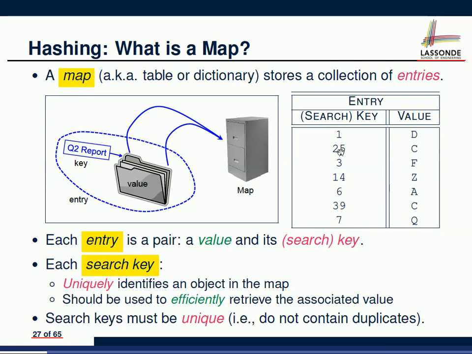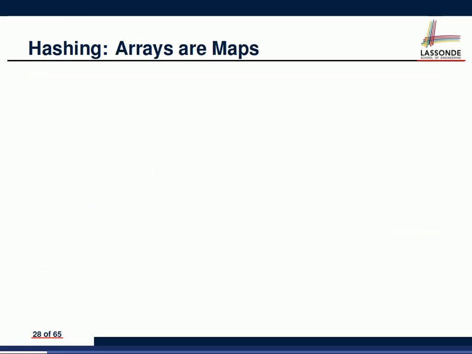So now, given a very brief briefing of what a map is, can you imagine an array is actually a map? Array. Good. What are the keys?